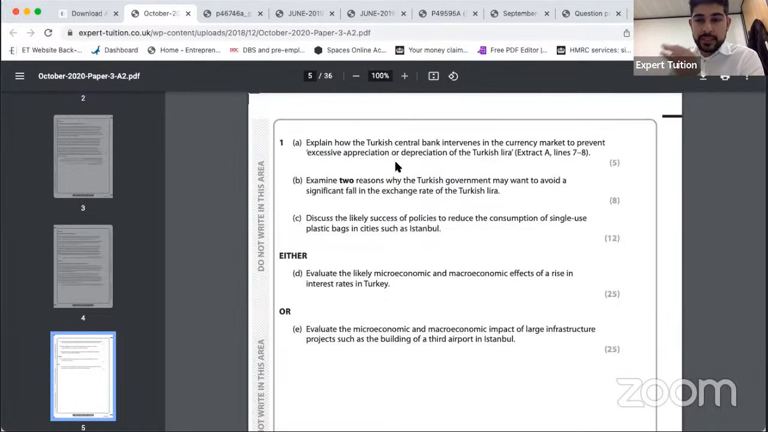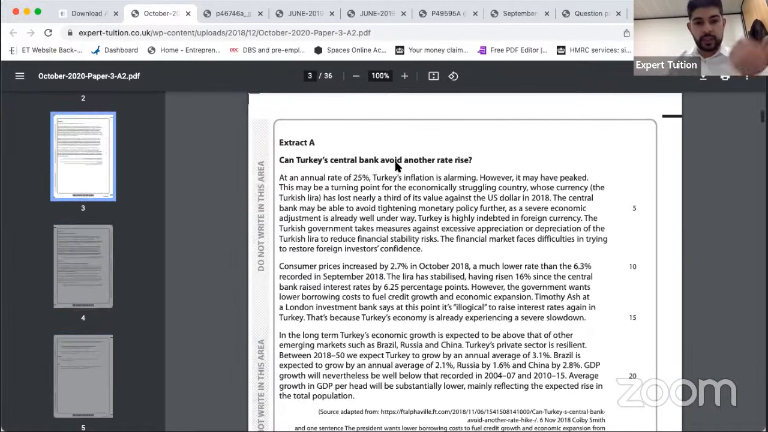5 marker, this is how you get 5 marks instantly. The first thing I would do is basically say, according to extract A, the Turkish lira has lost nearly 1/3 of its value against the US dollar in 2018. Nice quick application.